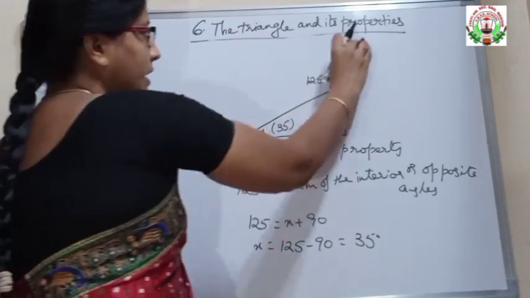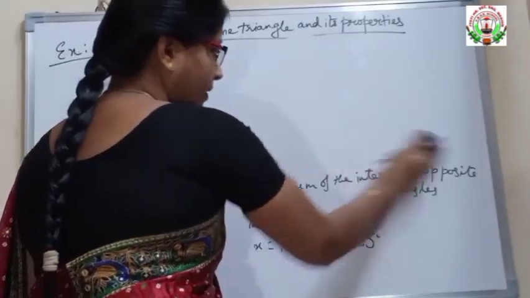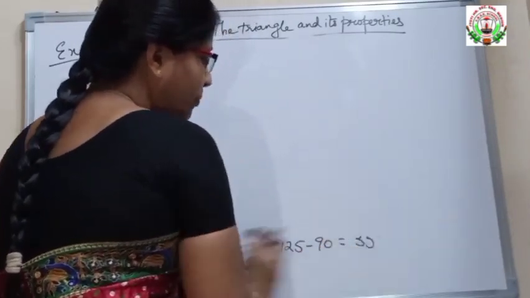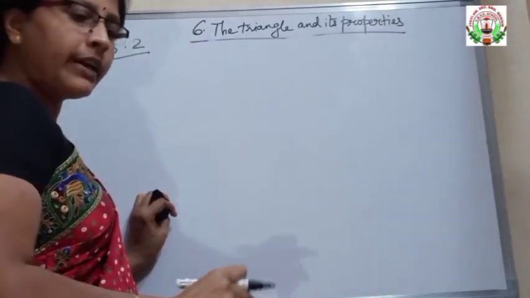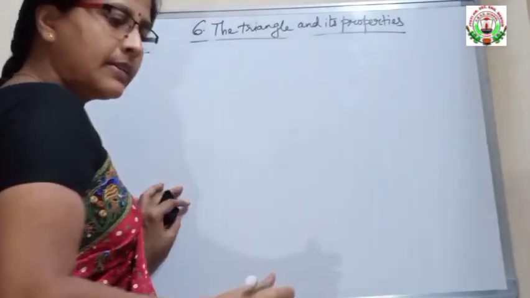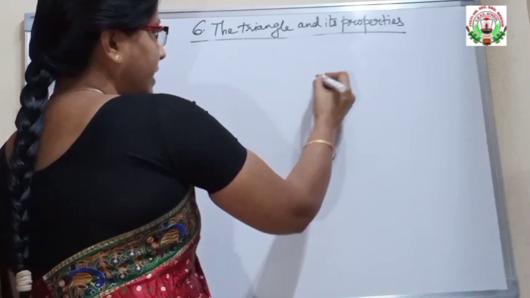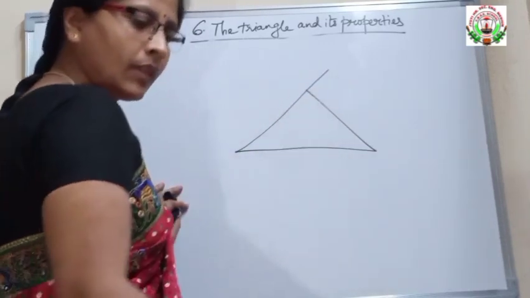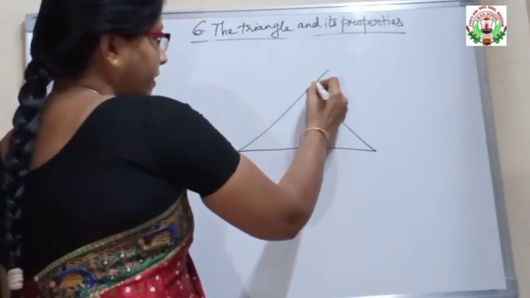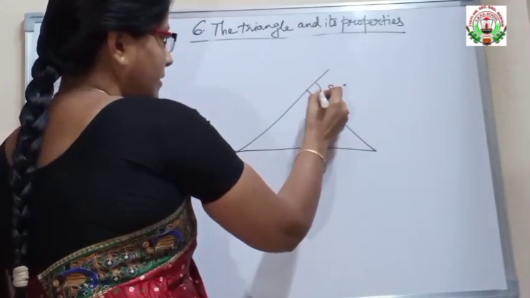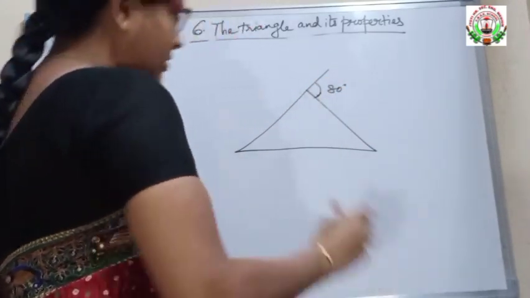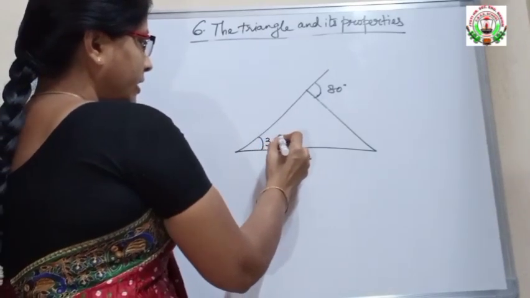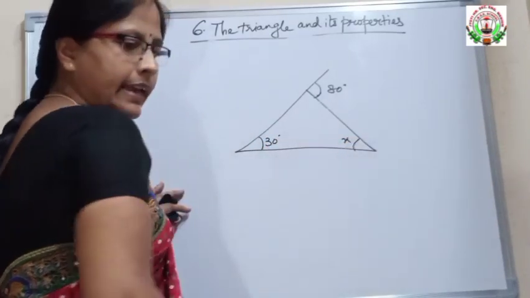In this question, 6 parts are given. Till now I have done 2 parts. One more part I am going to do it. Try to do the other 3 parts. See, the triangle is given as like this. Here it is given as 80 degrees. Next, here it is given as 30 degrees and here it is given as X.